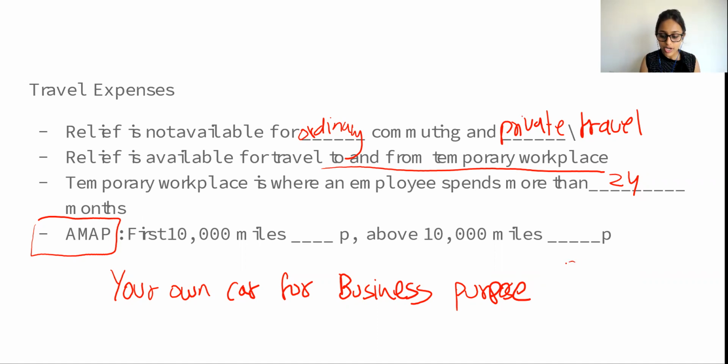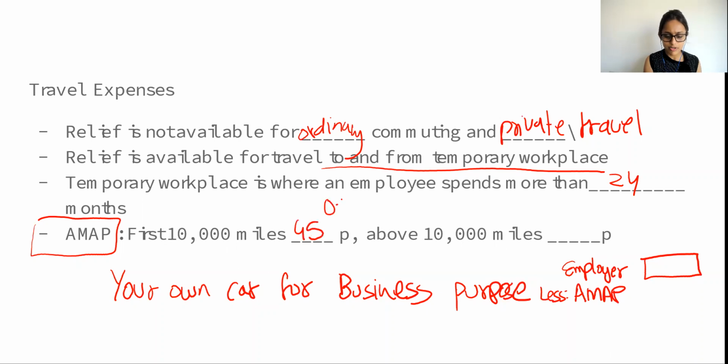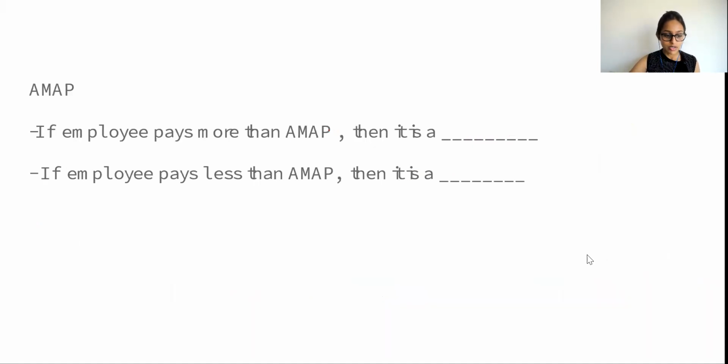So what you do there is you first find out how much the employer pays you. Then from there you reduce the AMAP. AMAP depends on how many miles you are given. For the first 10,000 miles, the rate is 45 pence, that is 0.45, so you multiply by 0.45. Everything above 10,000 miles will be 25p. So you find an amount like that, and whatever comes out is your taxable benefit or your allowable deduction. If it is a positive answer, it is a benefit. If it is a negative answer, it is a deduction. All right, so that is the case with regard to traveling expense and AMAP.